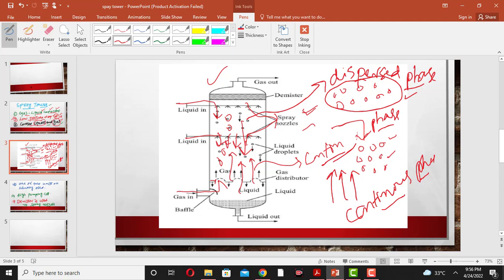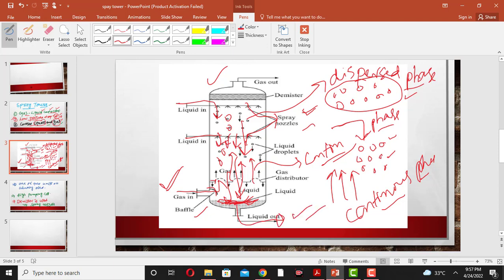This is the vapor. The vapor is used to uniformly flow the gas. Here the gas flow rate is usually very high in the spray tower. The liquid droplets accumulate in this space, and the liquid finally comes out from the bottom of the spray tower.